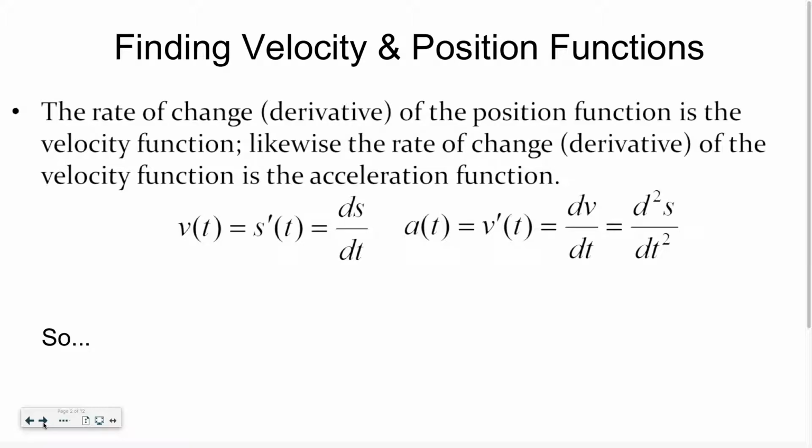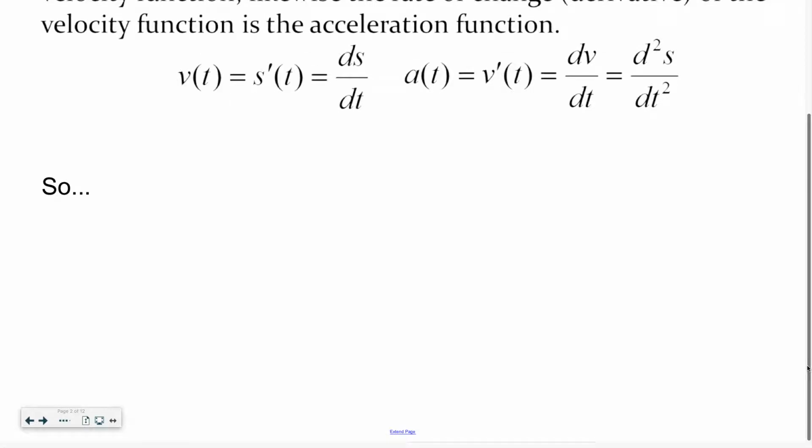Okay, so I don't know if you really need to write this down because you know it all. You know that the derivative of position is velocity. And you know that the derivative of velocity, which is the second derivative of position, is acceleration. Yes? So, this is what you need to write down.